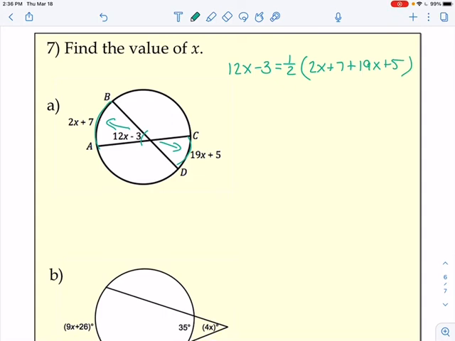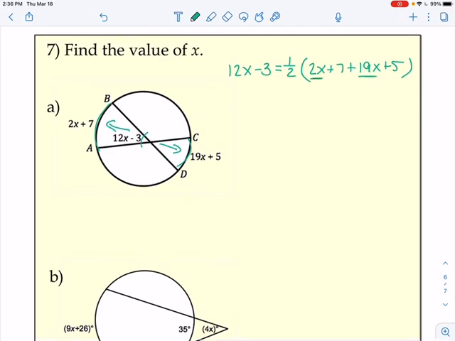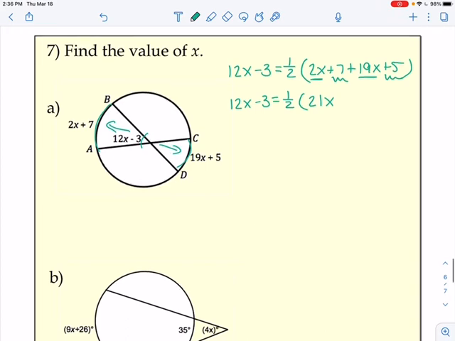So now it's just going to take me a second here to solve this. Okay, on the inside of the parentheses on that right-hand side, I'm going to combine my like terms. I'll just bring down the 12x minus 3. I'll bring down the 1/2. Okay, 2x plus 19x is 21x, and 7 plus 5 will give me an answer of 12. So I'm going to have 21x plus 12 there.